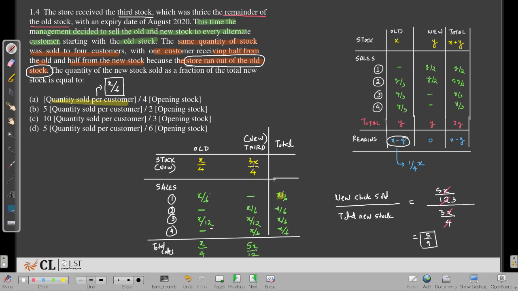Okay, and opening stock would be equal to 3x by 4, right? So that's where we are. The opening stock is 3x by 4. The total stock that is given to us would be equal to 3x plus x, which is 4x by 4. The opening stock is equal to x.